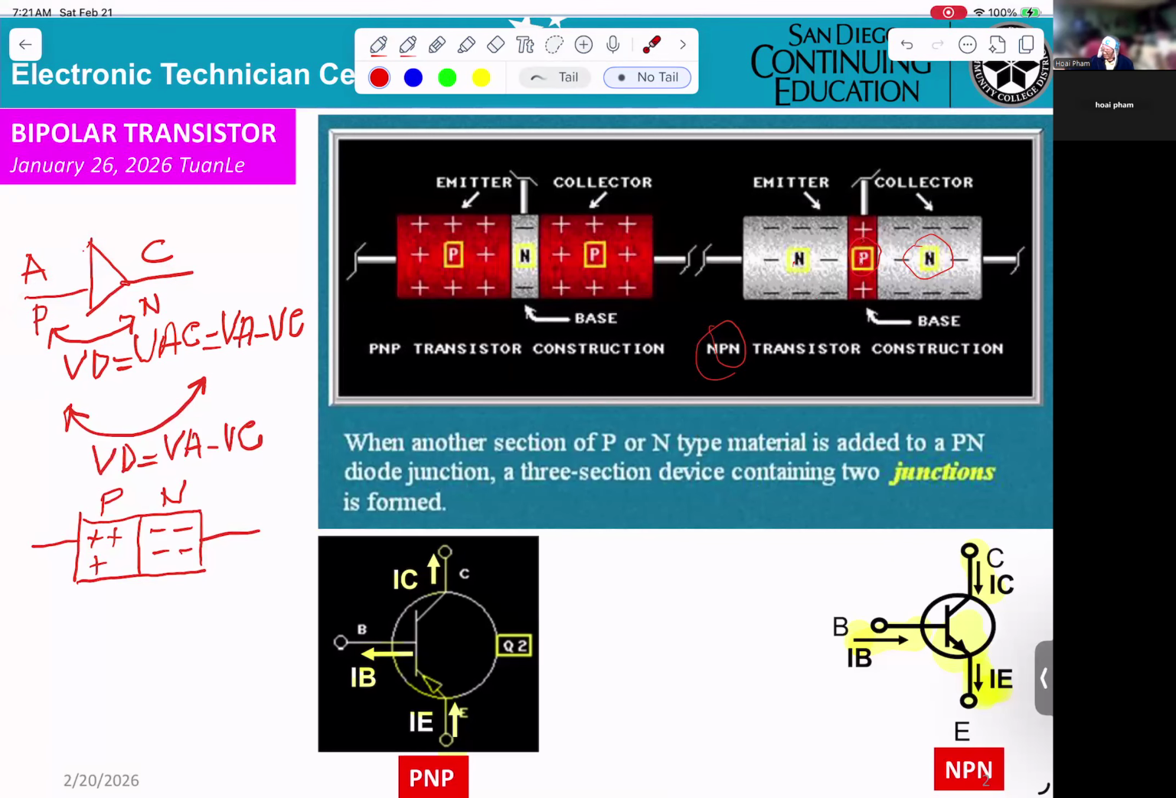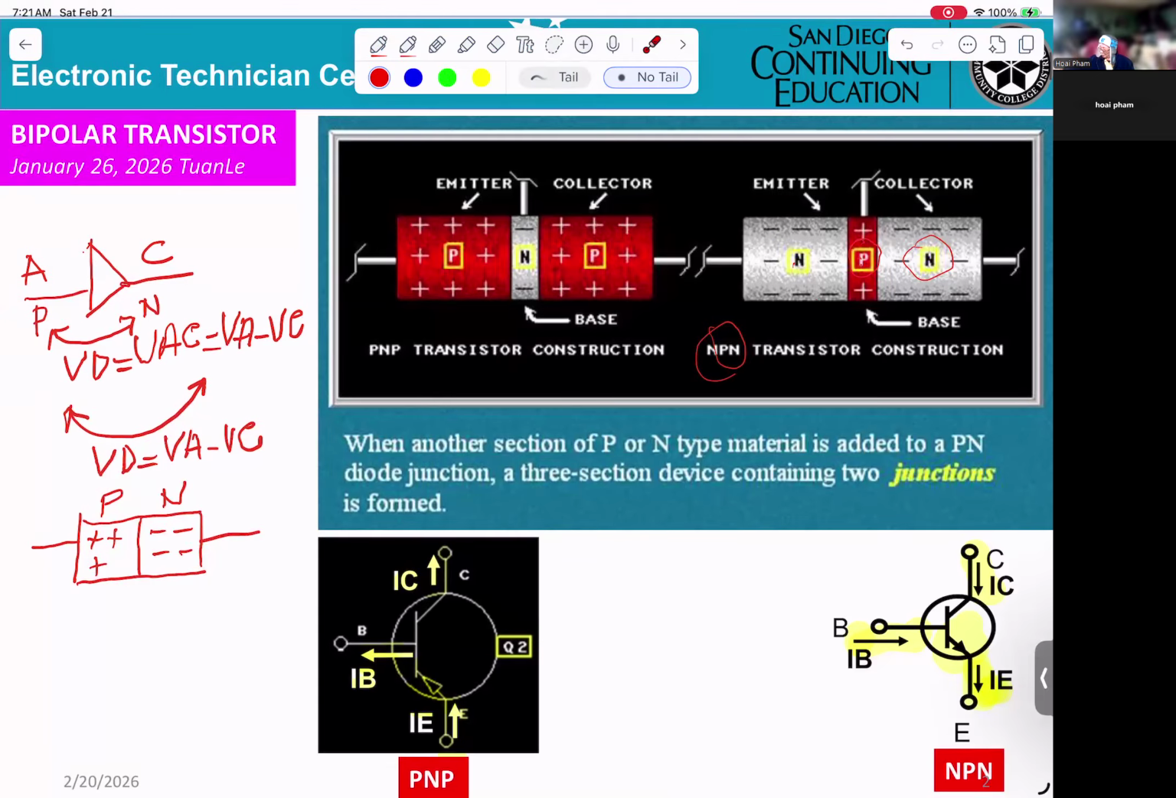Then when you get two diodes combined, they make a transistor. First, we see NPN. So that will be N side, P side, P side, N side. They make up the NPN. For the PNP, this will be the P side, and this is the N side here.